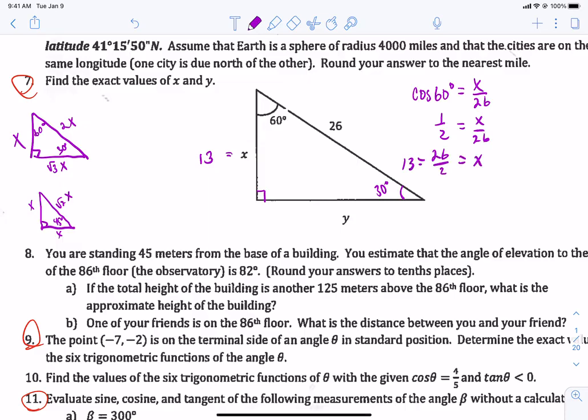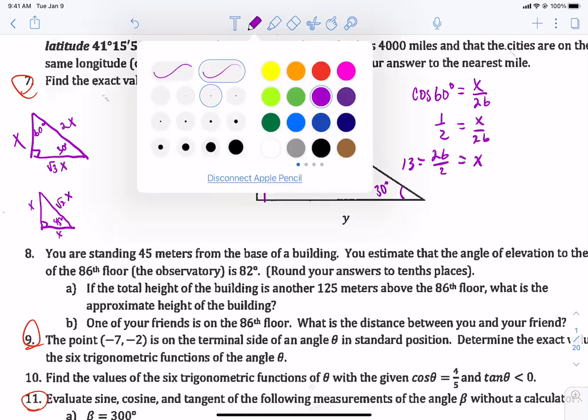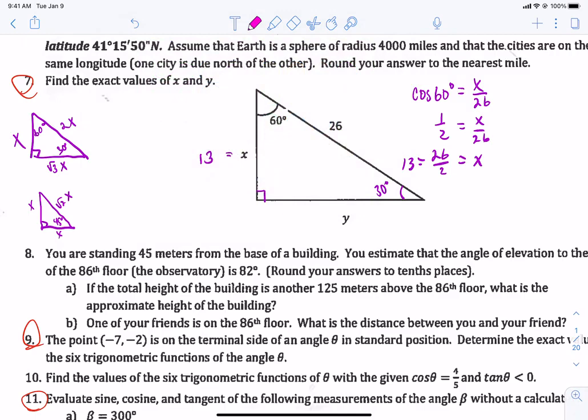Now, how do we find the one across from the 60, the y? Well, if we know the one across from the 30, if you look, you've got to take off the 2 and replace it with a square root of 3. Well, how do you take off the 2? Well, you divide by 2. And so that's why this one becomes 13 square root of 3.